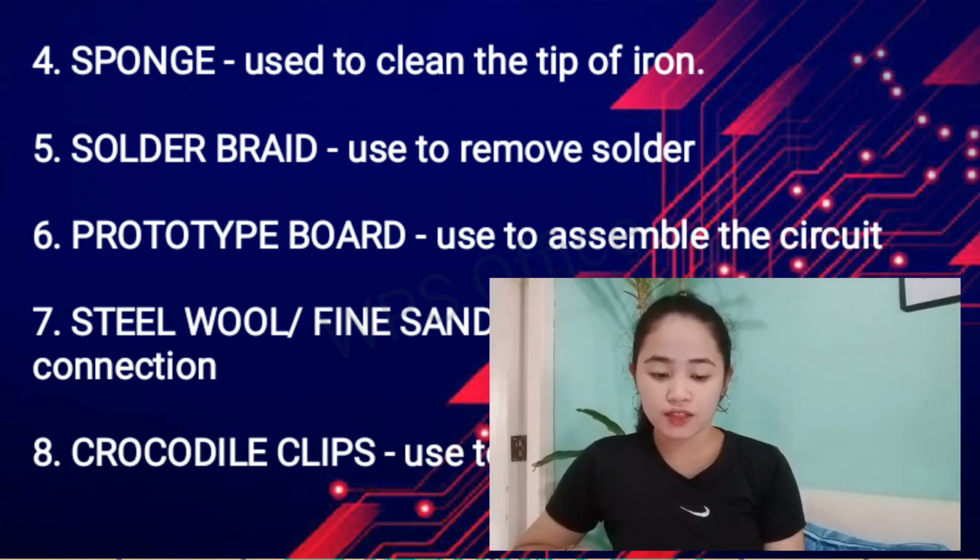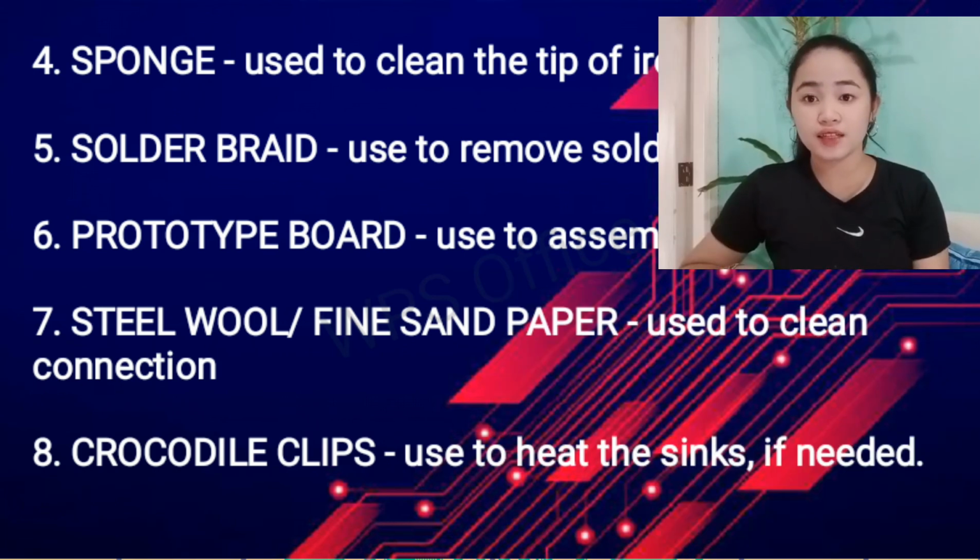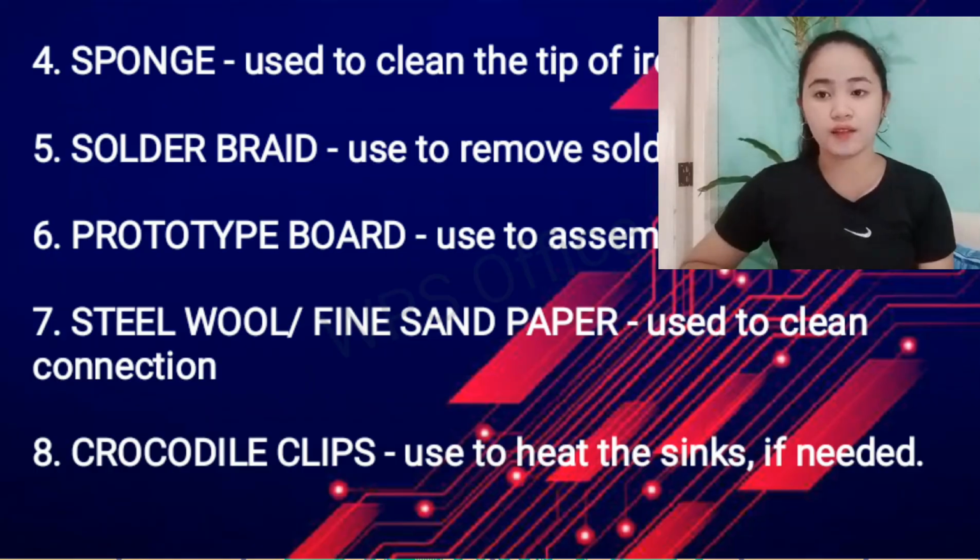Prototype boards have copper tracks and pads for connecting components. Next is the steel wool or fine sandpaper. This is used to clean connections prior to soldering. Solder will not flow over a dirty connection. Next, the crocodile clips. These can be used as heat sinks if needed.